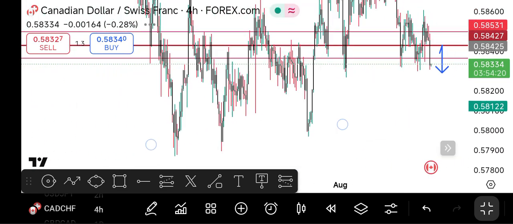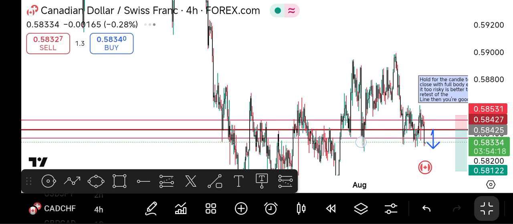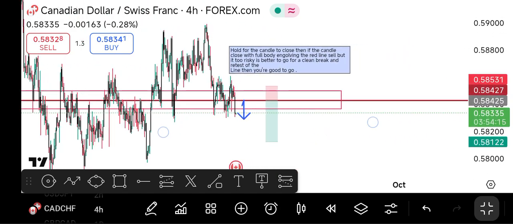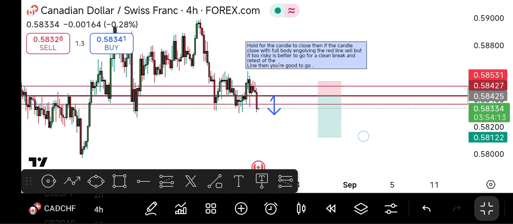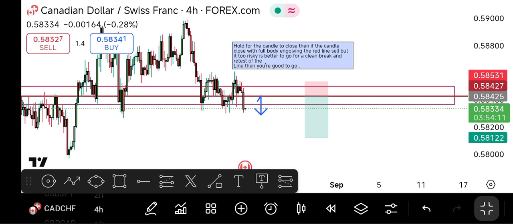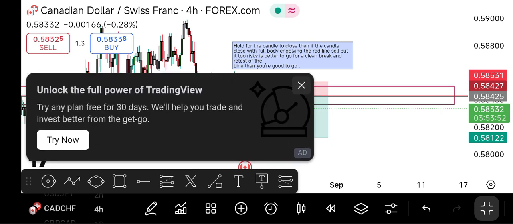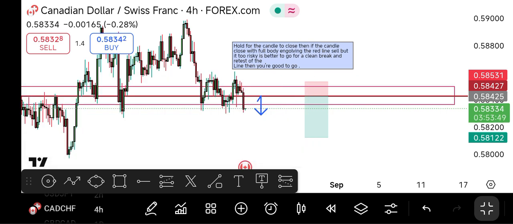So as you can see, I marked it out here. The market has been forming a downtrend. I saw it as something like a market correction, but you can see what I wrote. Hold for the candle to close, then if the candle closes with a full body engulfing the red line, sell, but it's too risky. It's better to go for a clean break and retest of the line, then you are good.